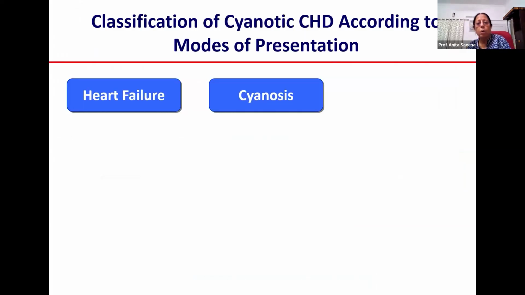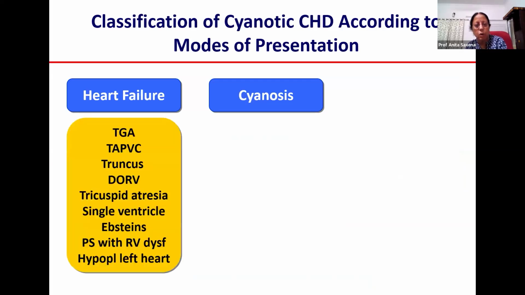But let us talk about cyanotic heart disease according to the time or according to the mode of presentation, because when they come to you, they may present to you with cyanosis and heart failure, or they may present you with just cyanosis without heart failure. So when it comes to heart failure with cyanosis, it's exactly the same list which we talked about in increased pulmonary blood flow situation, some of which we discussed: truncus arteriosus, single ventricle, transposition, TAPVC, and so on.